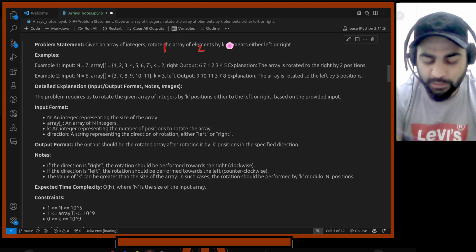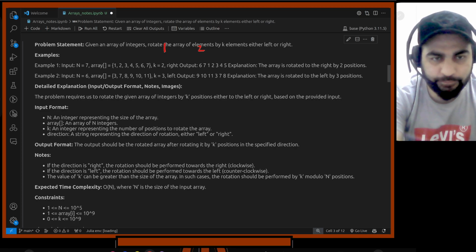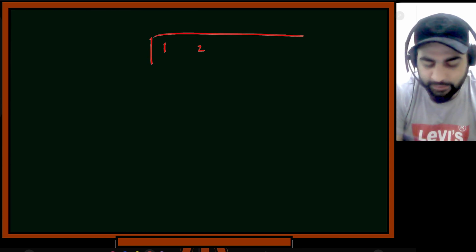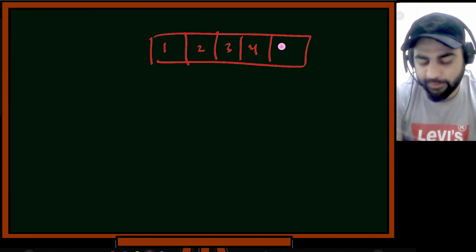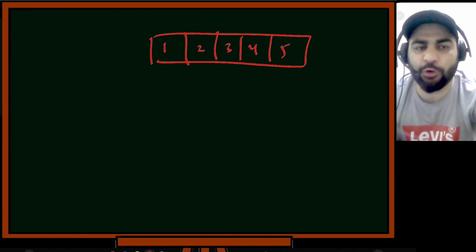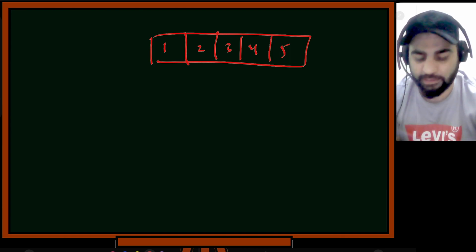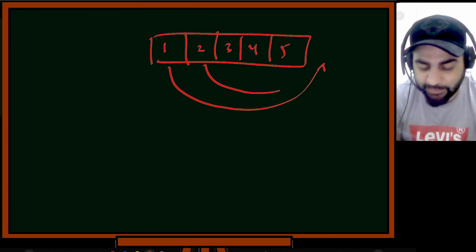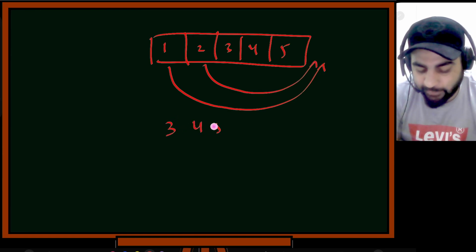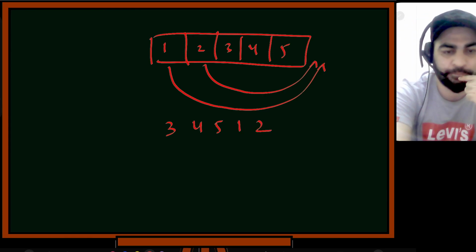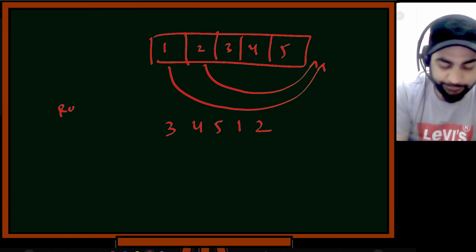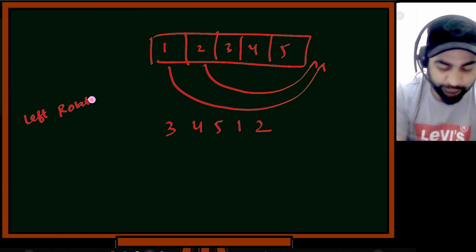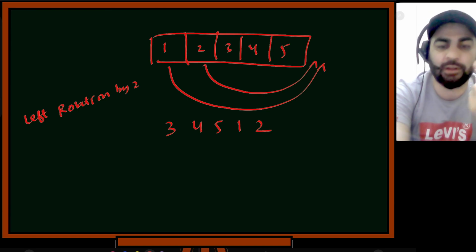If there is an array 1, 2, 3, 4, 5, in which we have elements 1, 2, 3, 4, and 5, and we want to rotate this array twice, with a left rotation, what will happen? This element will go at the end, and this element will also go at the end. So the answer will be 3, 4, 5, 1, 2. So this will be a left rotation by 2. So we are rotating this array 2 times.